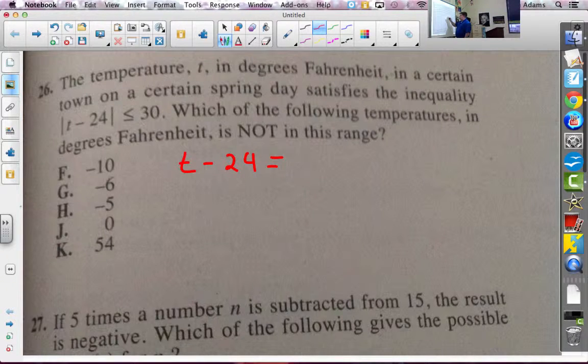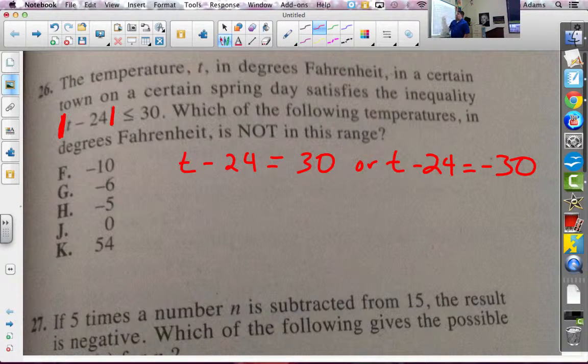All right? So I want to say t minus 24 equals 30, or t minus 24 equals negative 30, right? Because the stuff inside the absolute value brackets can be negative 30 or 30. What we're trying to do is find some upper and lower boundaries, and then we're going to guess and check. Probably the easiest way is just to do it on the calculator, but I want to show you both.